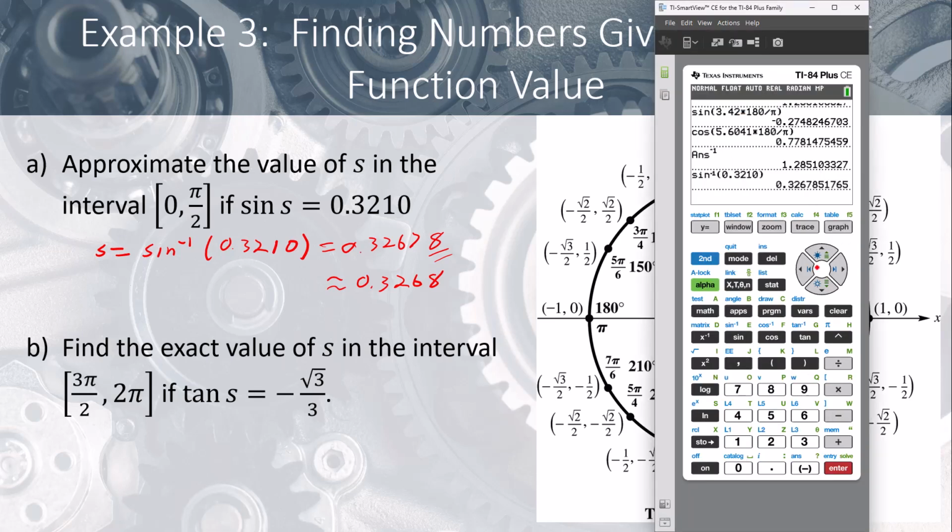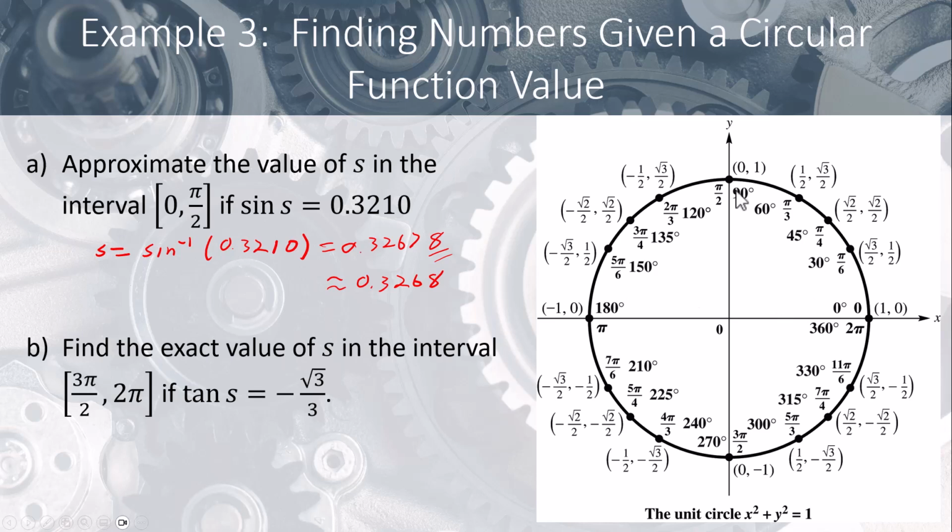If you're not sure, what you can do is convert this to degrees. So I can multiply this by 180 divided by pi. And that is 18 degrees. 18 degrees is somewhat around here, so we are within the interval 0 to pi over 2.